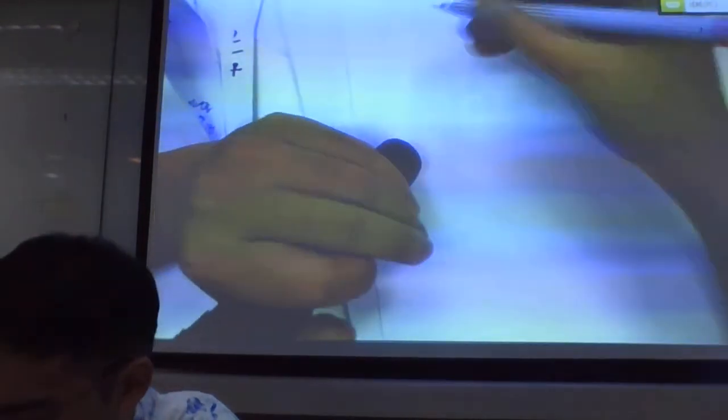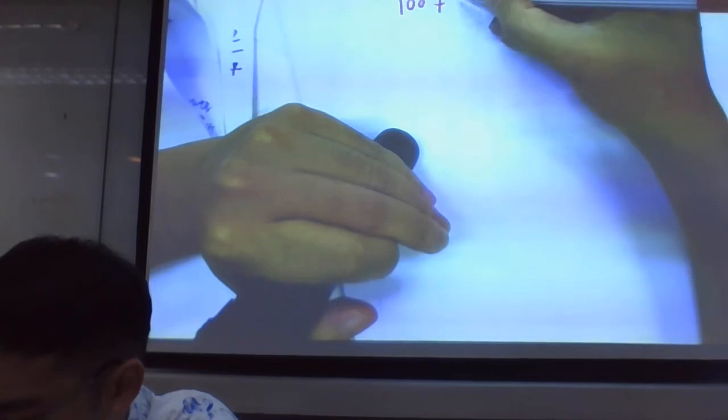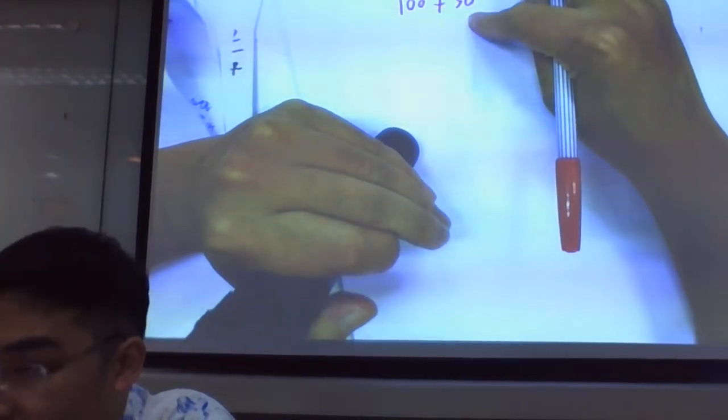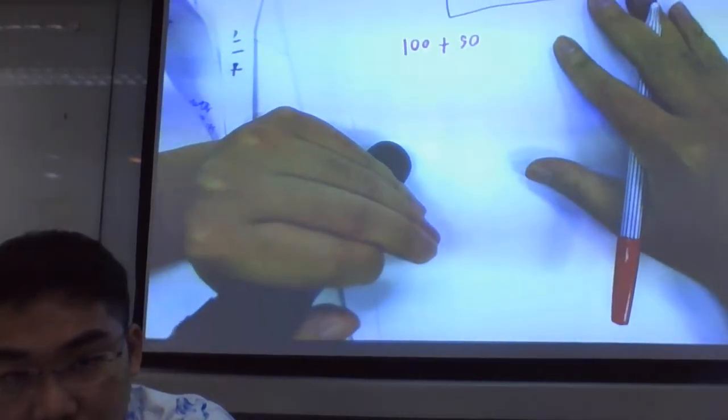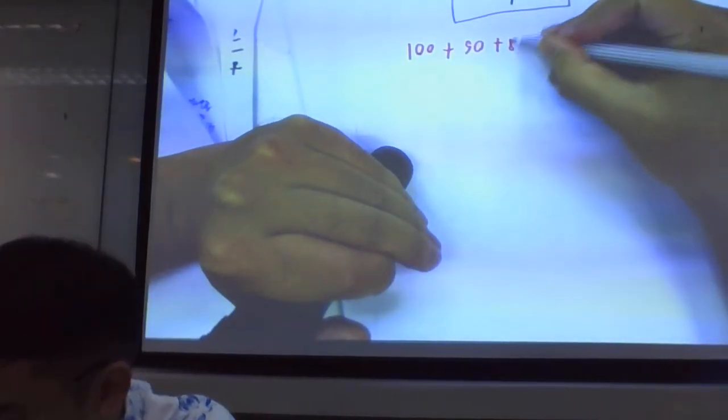Okay, let's see. And from the table, we have the 100 at the first deposit, right? We have this 90 for the deposit for bank A. Oops, sorry. 100 plus 90 plus 81 plus.